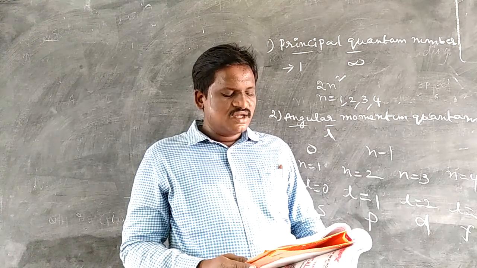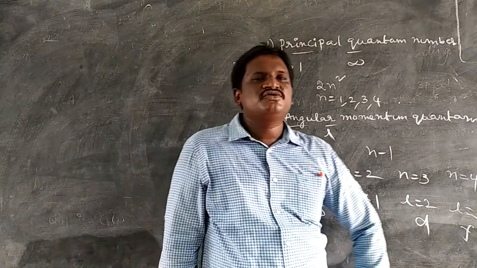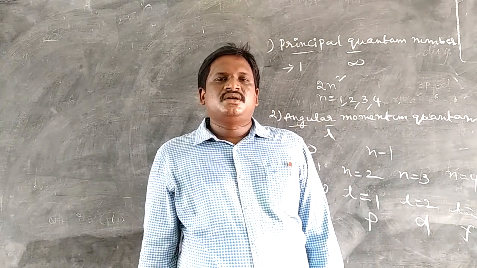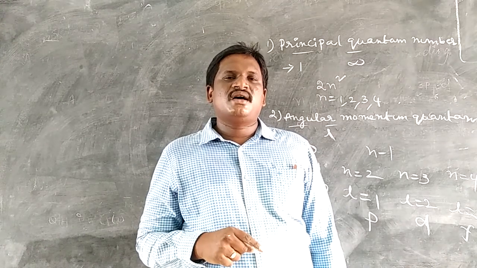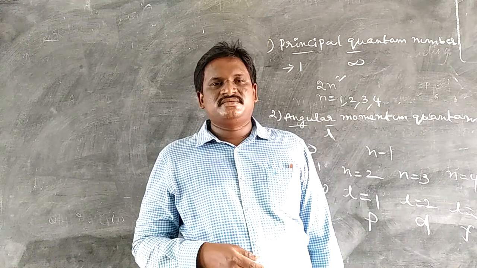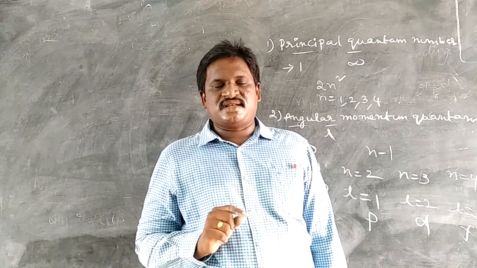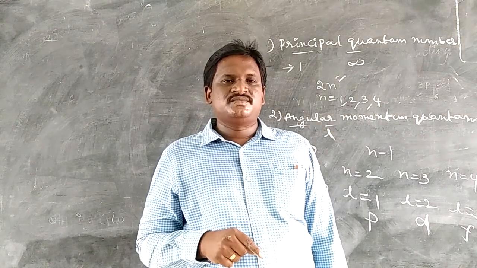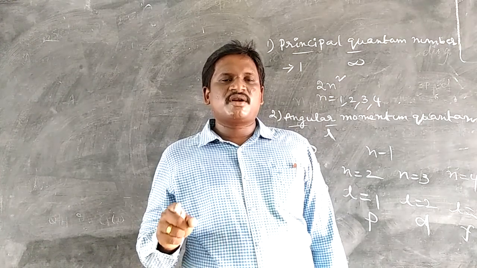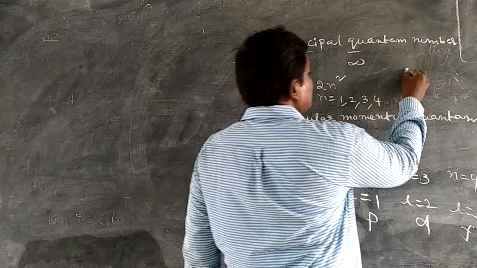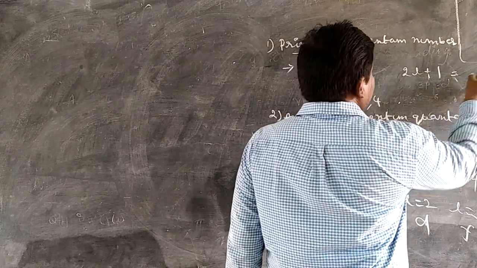Next, the magnetic quantum number. The magnetic quantum number was proposed by Lande. It is denoted by the letter ml. It tells about the orientation of the orbital. The minimum value is minus l and the maximum value is plus l, including 0. If n is 1, l equals 0; for the magnetic quantum number we apply the formula 2l plus 1. For the s orbital, the value is 0.